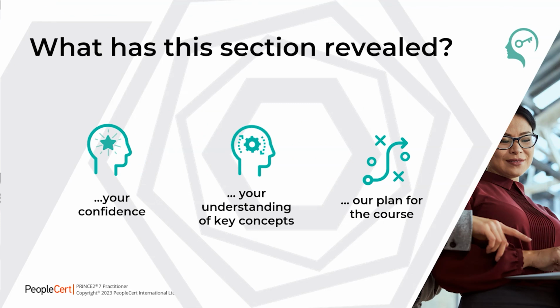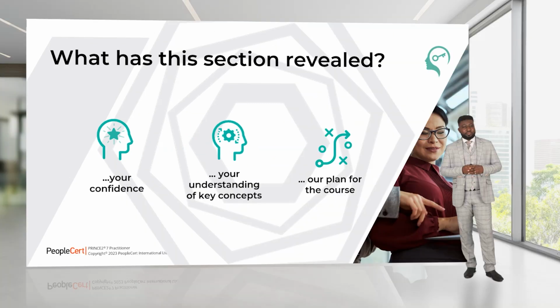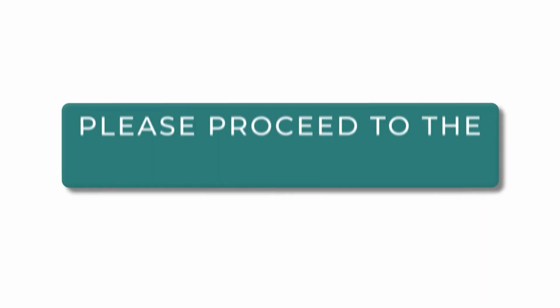So, what has this section revealed? Your confidence. So, at this point, maybe your confidence is sky high. You got 10 out of 10, so well done. And if you didn't get 10 out of 10, just have a look at the things you got wrong. Your understanding of the key concepts. Those questions are selected questions that tested your understanding of principles, people, it tested your understanding of practices, as well as project context. So we kind of have a good mix in there. And of course, our plan for the course, which will follow.